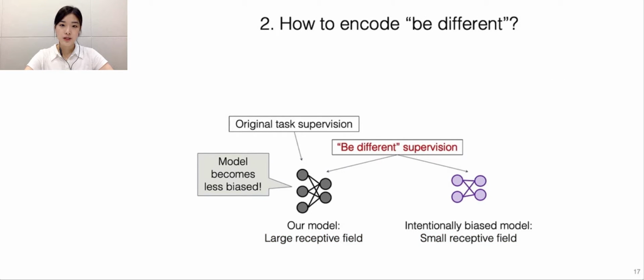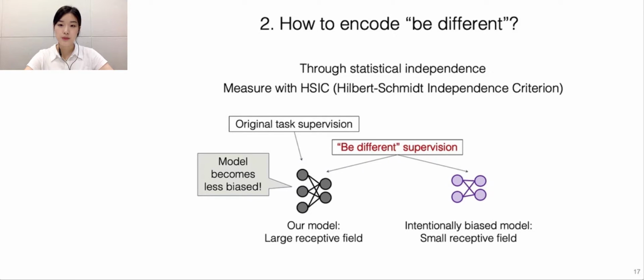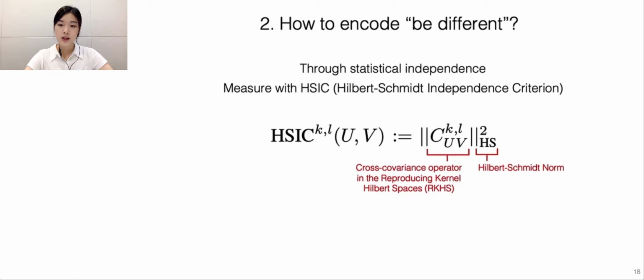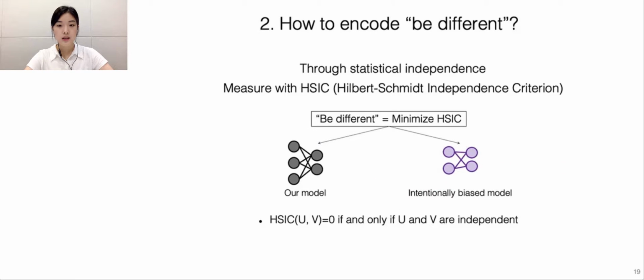The second question is, how can we encode 'be different'? We do this through statistical independence, measured with the Hilbert-Schmidt independence criterion, or HSIC. It is the Hilbert-Schmidt norm of the cross-covariance operator in the reproducing kernel Hilbert spaces. And it is zero if and only if two variables are independent. Therefore, we minimize HSIC between the two models to supervise 'be different'.